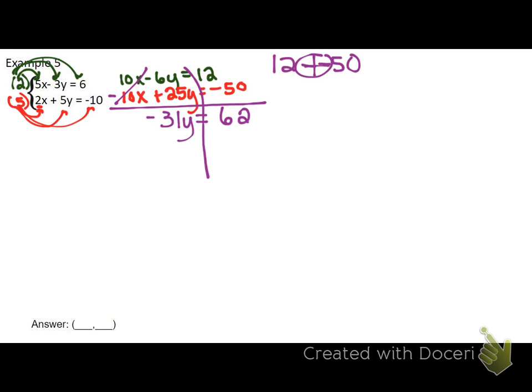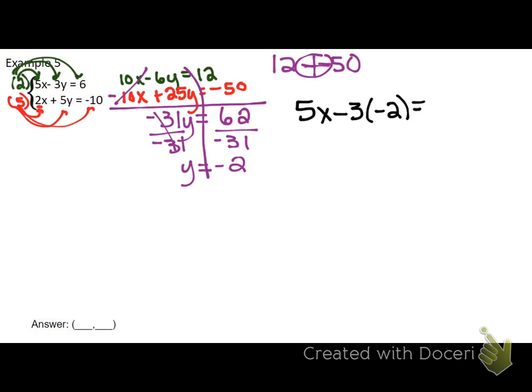And then from here, I just solve. So to get the y by itself, I divide each side by negative 31. Y is going to equal negative 2. So now that I have the value of y, I need to determine what my x equals. So I'm going to substitute for y. It does not matter which equation that you substitute for. I'm just going to use the top one to make it easier on myself. So I have 5x minus 3y. There's that y, so I'm going to substitute a negative 2 in there. Equals 6.